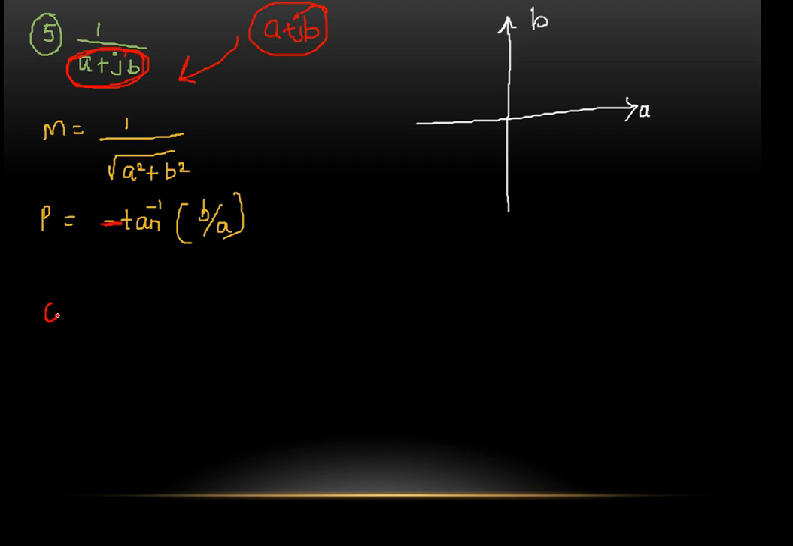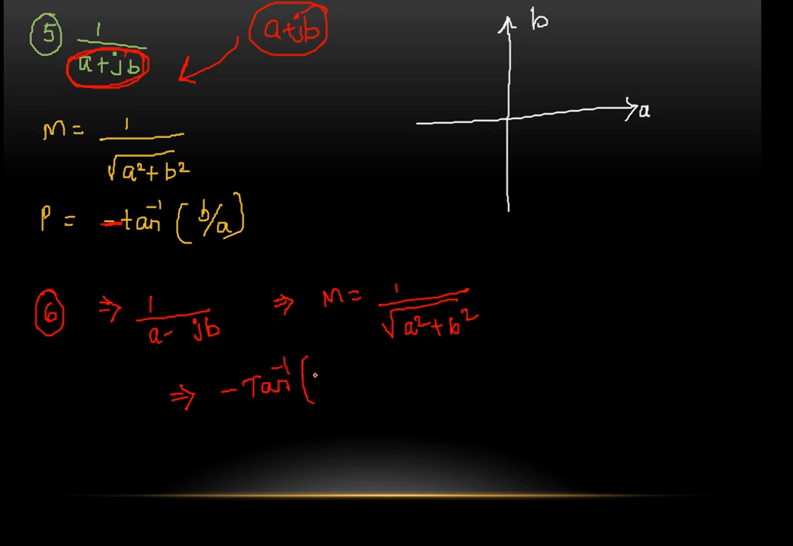For example, if you have 1 by a minus jb, here also you write the magnitude M equal to 1 by the square root of a square plus b square, and the phase is, since the complex function is in the denominator, minus tan inverse of minus b by a. This is the phase value, this is the magnitude value. In this way we write the magnitude and phase of the different complex functions.